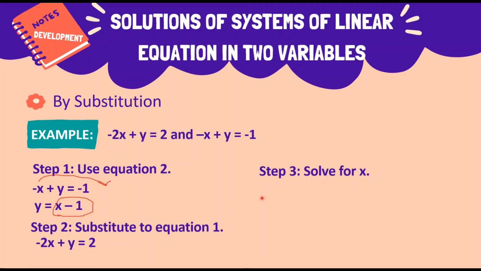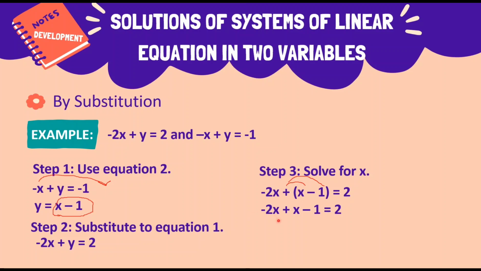Solve for x. So we have negative 2x plus, ito kinopya natin, and then the value of y, x minus 1. So sinubstitute natin, plus x minus 1 is equal to 2. So I hope nasusundan ang ating process. Next, let us perform the operation. So we have positive times x, we have positive x, syempre, positive times negative 1, we have negative 1. So, let us have this. Yan. So, we have negative 2x plus x minus 1 is equal to 2. Ating i-distribute na yung ating sign dito or yung ating operation.